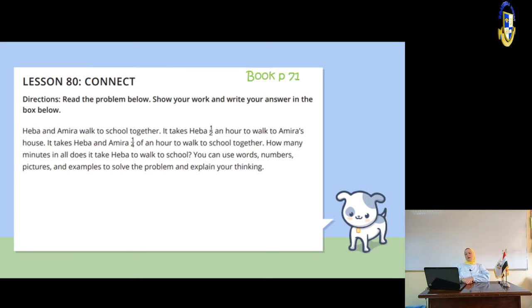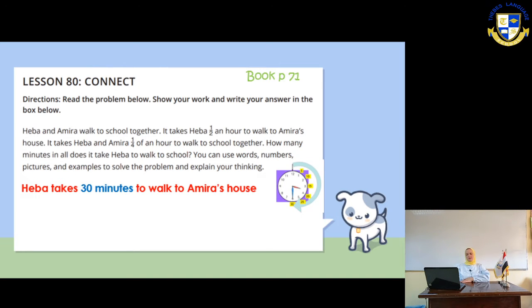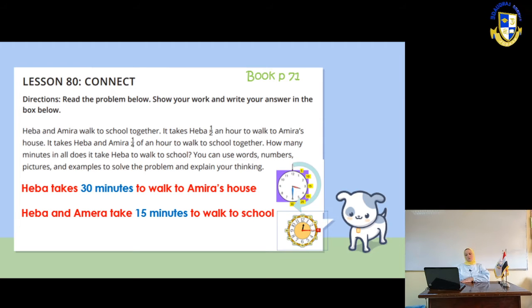Okay, here we have a picture of the clock. We are going to draw in it the 30 minutes that Heba takes to walk to Amira's house. So it will be from 12 to 6. The arm of the clock will move from 12 to 6. Then we are going to draw another 15 minutes that Heba and Amira take to walk to school. So it will be 15 minutes plus 30 minutes. So Heba takes 45 minutes in all.